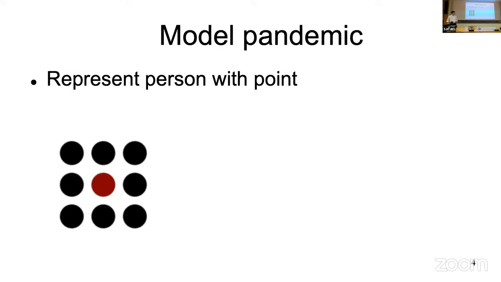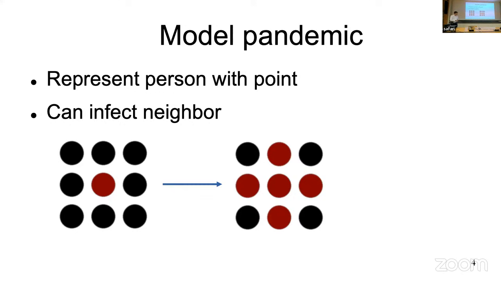So let's first imagine we want to model a pandemic. How would we do that? We would represent a person with, for example, a point. In this case, the red point in the middle could be an infected person and the other ones could be not infected persons. And then this infected person can infect the neighbors. And with this, we can basically model a pandemic.